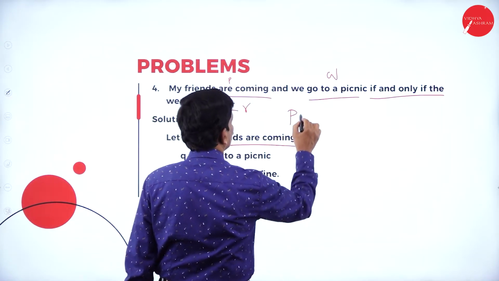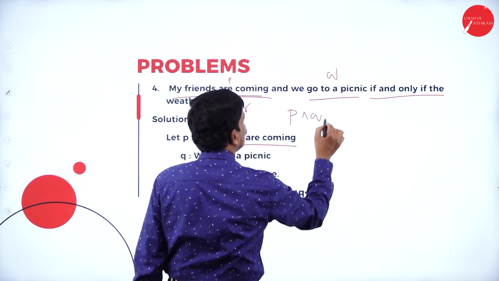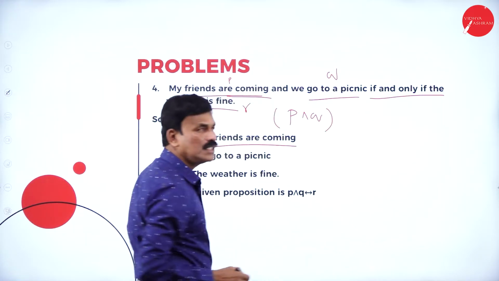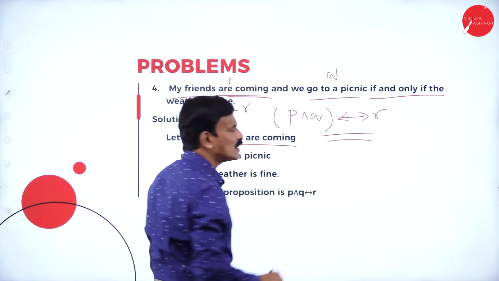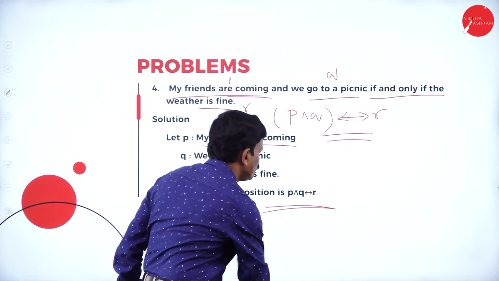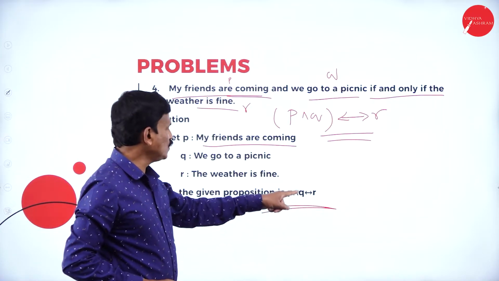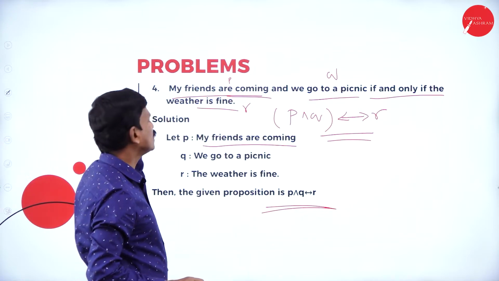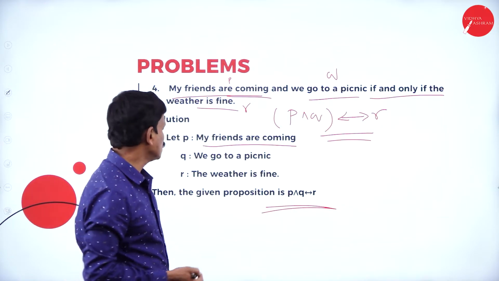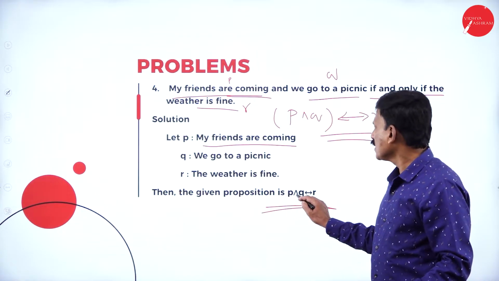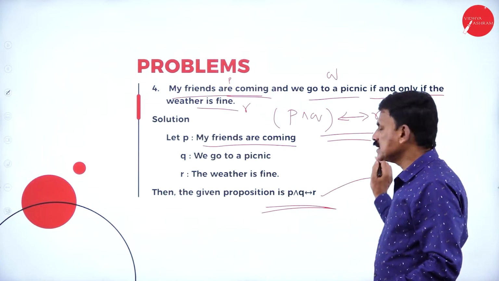My friends are coming, and means conjunction. We go to a picnic if and only if the weather is fine means this is nothing but biconditional for R. P conjunction Q biconditional to R. That is, my friends are coming, and we go to a picnic if and only if the weather is fine. That is P conjunction Q biconditional to R. That's it.